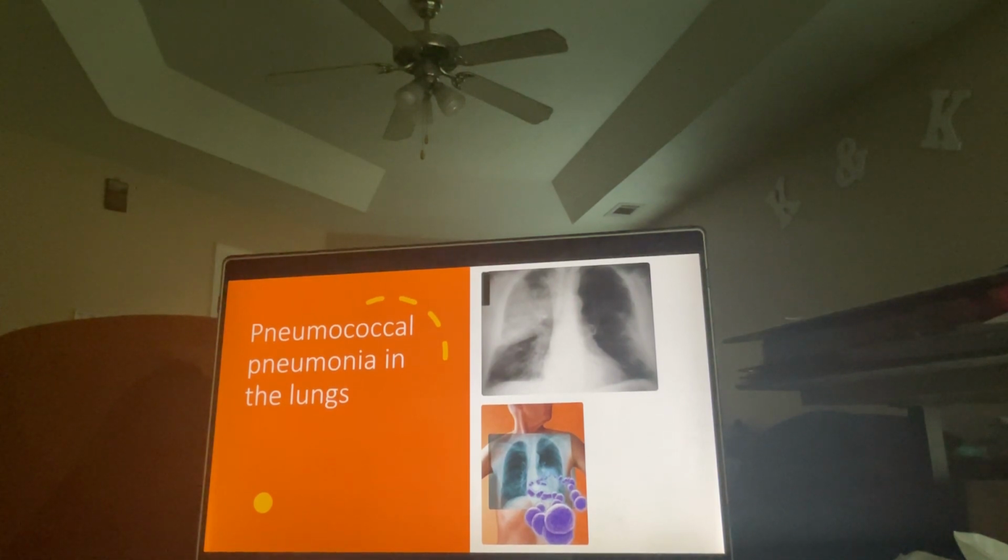And these are just pictures of pneumococcal pneumonia in the lungs. It will be the areas where the white is. And then this is an animated picture of it with the Streptococcus coming out of the area of white where it's detected on the x-ray.